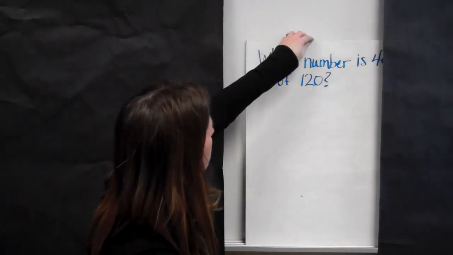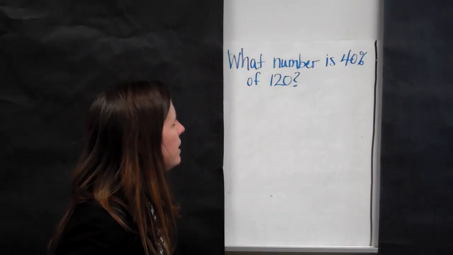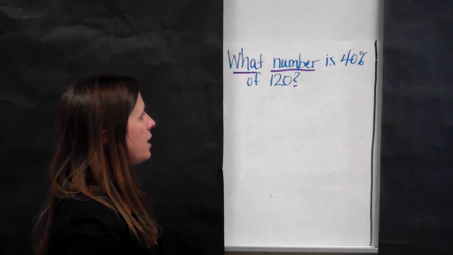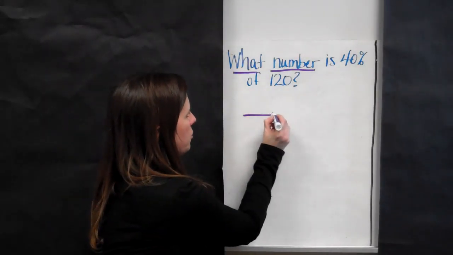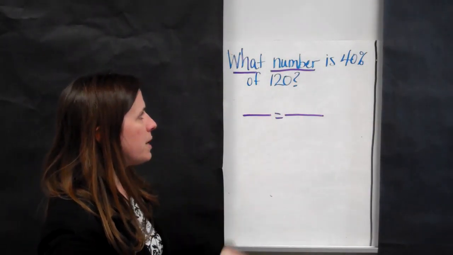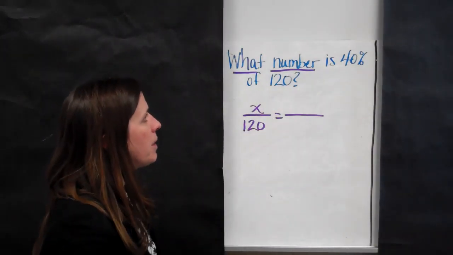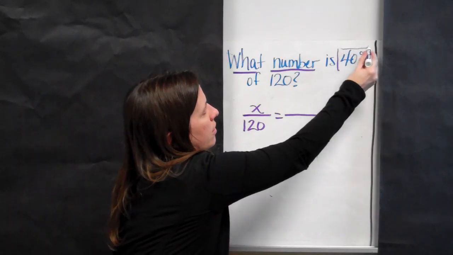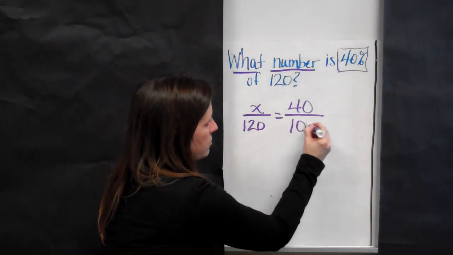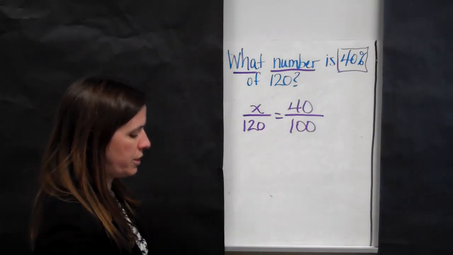Here's another type of problem you might see. What number is 40% of 120? At this time, what we're looking for is what number, and that's going to be on the left side of our percent proportion. When we're saying what number is 40% of 120, that 120 is our total, so the number we're looking for is our part. Our percent is given right here, 40%, so you can put that in place of the percent sign, and 100 always goes underneath the percent because percent's out of 100. So we have x over 120 equals 40 over 100.